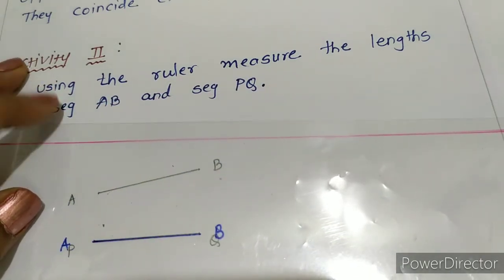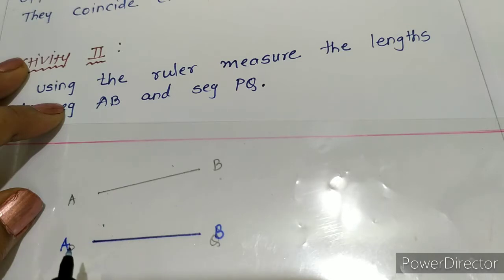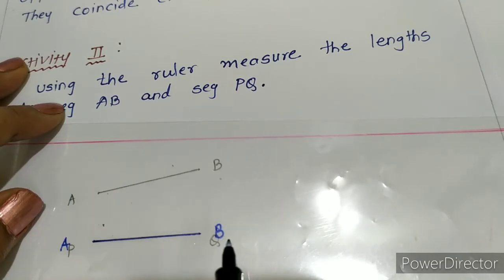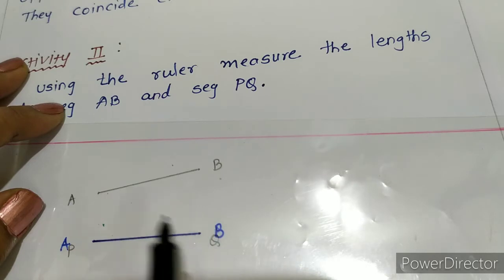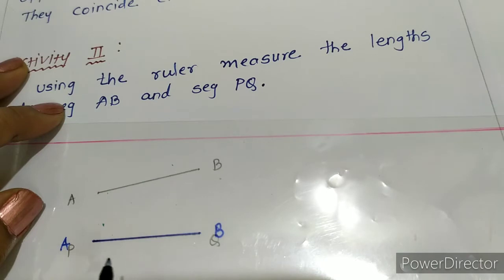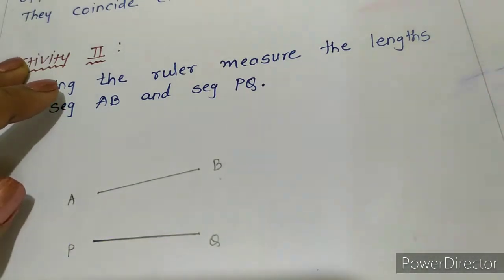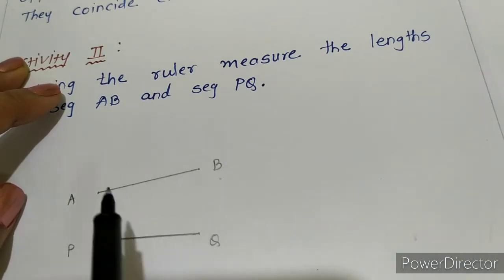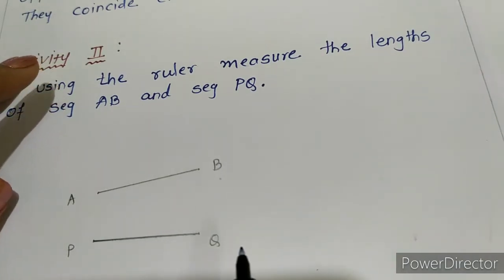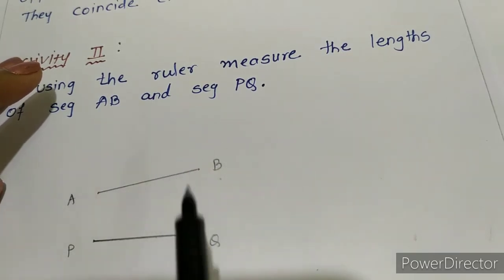Here I placed it, and verify that if point A is placed on point P, here you can see A is placed on point P and B is placed exactly on point Q. It means that segment AB is congruent to segment PQ. We can infer from this that if two line segments have the same lengths, they coincide exactly with each other. That is, they are congruent.